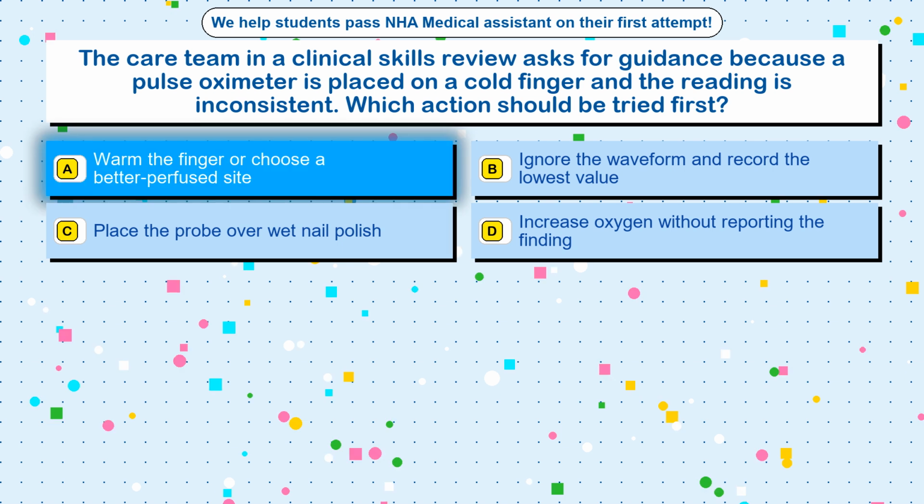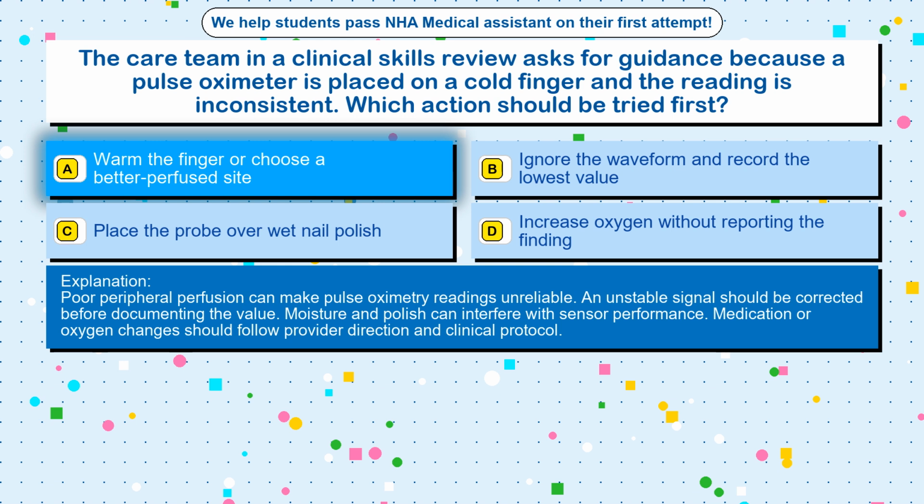The correct answer is option A. Warm the finger or choose a better perfused site. Poor peripheral perfusion can make pulse oximetry readings unreliable. An unstable signal should be corrected before documenting the value. Moisture and polish can interfere with sensor performance. Medication or oxygen changes should follow provider direction and clinical protocol.